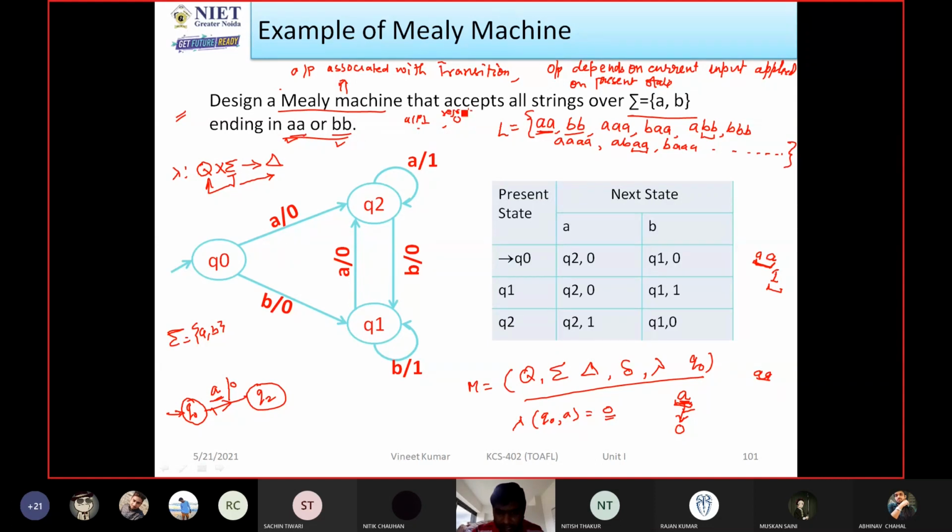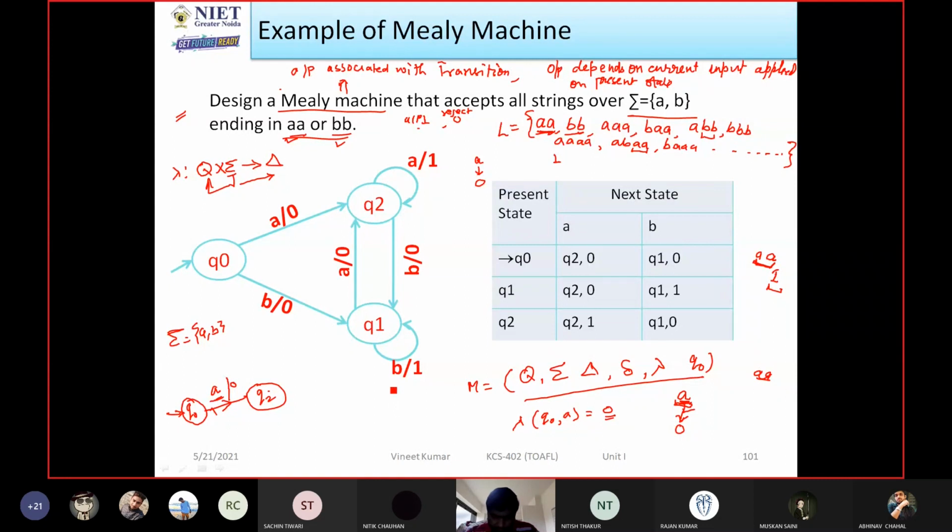Right? So, as per the language, here all the strings end in AA, so the strings must be in the set like AA, BB, AA, and so on. That means at the end either A is there or BB is there. So when it got A, then the output becomes 1. But if we got only A, what will be the output? Sachin? 0. That's why when we apply A on Q0, the output becomes 0.